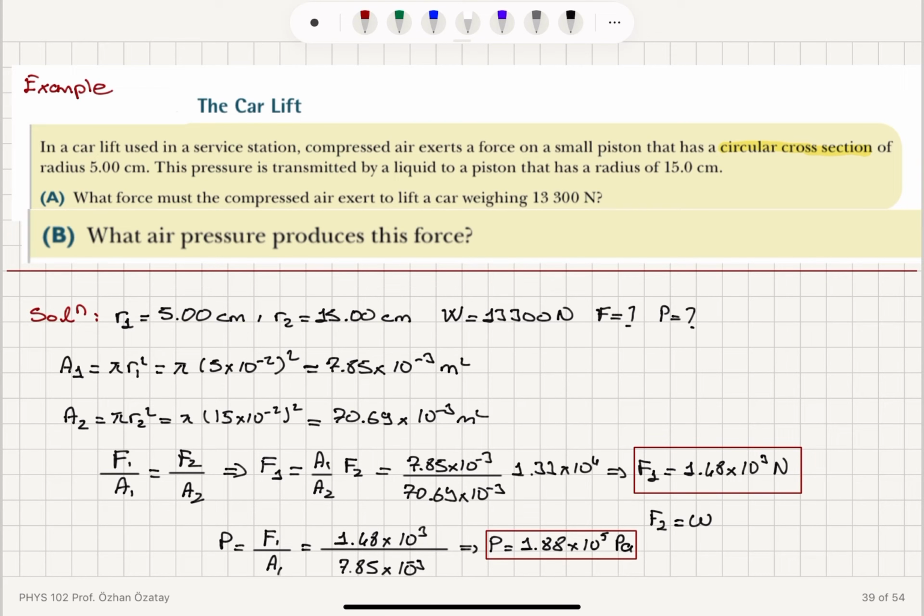We talked about a numerical example for a car lift where we had A1 and A2 given, so we can just calculate the force that we need given that we know the weight of the car that we want to lift. So this is basically our F1, and the pressure that we have to apply is F1 over A1.